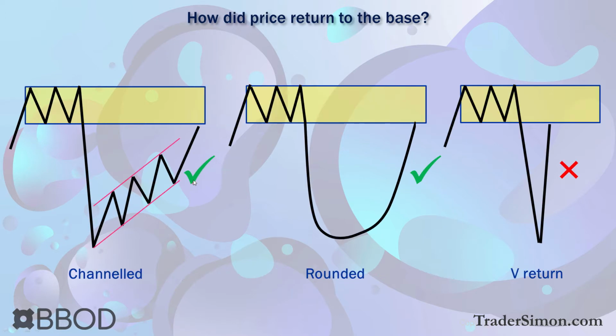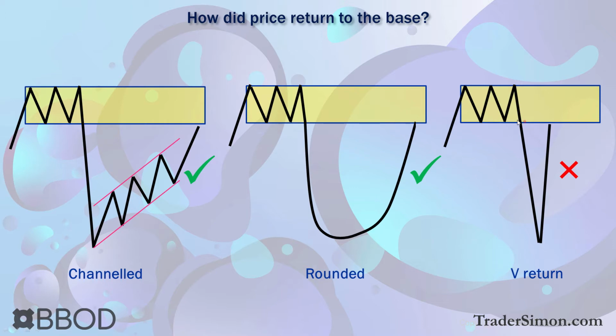Okay. Right, so the other criteria is how did the price return to the base? So here, this is the perfect sort of return. You've got your fast move down and then you've got a channel going up. Now, that's what we want to see. We want to see a slow channeled move back to supply in order to sell it. This is also okay. This is a rounded move and that's okay too.